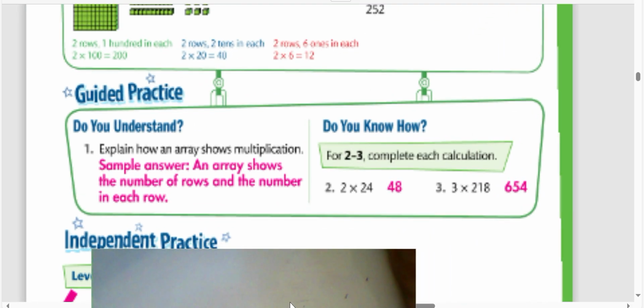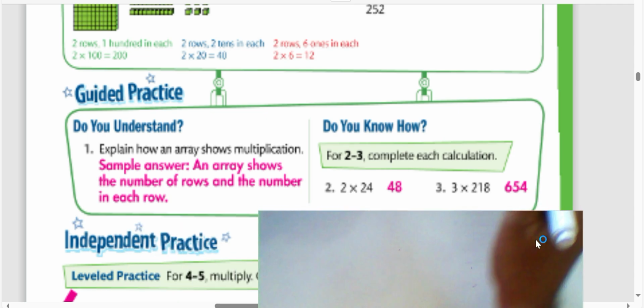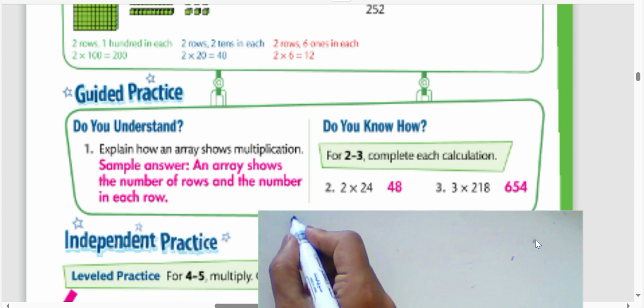We can use the distributive property here. 2 times 4 equals 8, and then 2 times 20 equals 40. Then the result here will be 48. And also we can find the product of 3 times 218. You can use the distributive property here. Look at the steps with me for 3 times 218.